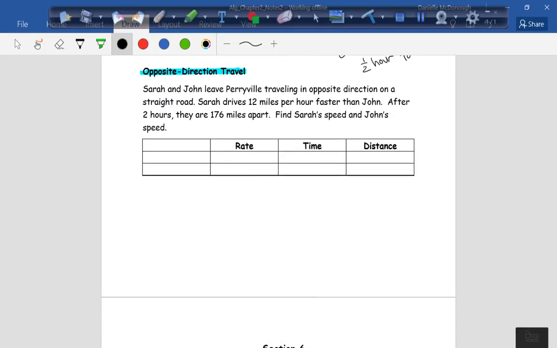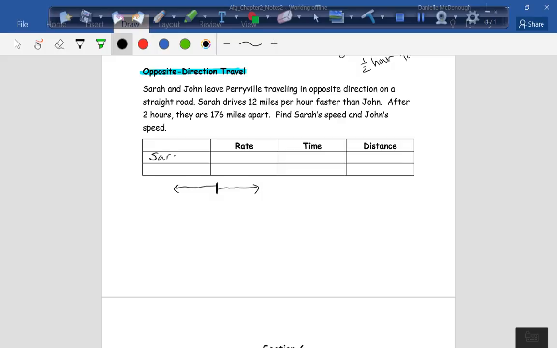So last, it's opposite direction travel. What this one means is that basically they're leaving from one spot and somebody's traveling this way and somebody's traveling this way. They're going in opposite directions. So the problem says, Sarah and John leave Perryville traveling in opposite directions on a straight road. Sarah drives 12 miles per hour faster than John. After 2 hours, they are 176 miles apart. Find Sarah's speed and John's speed.